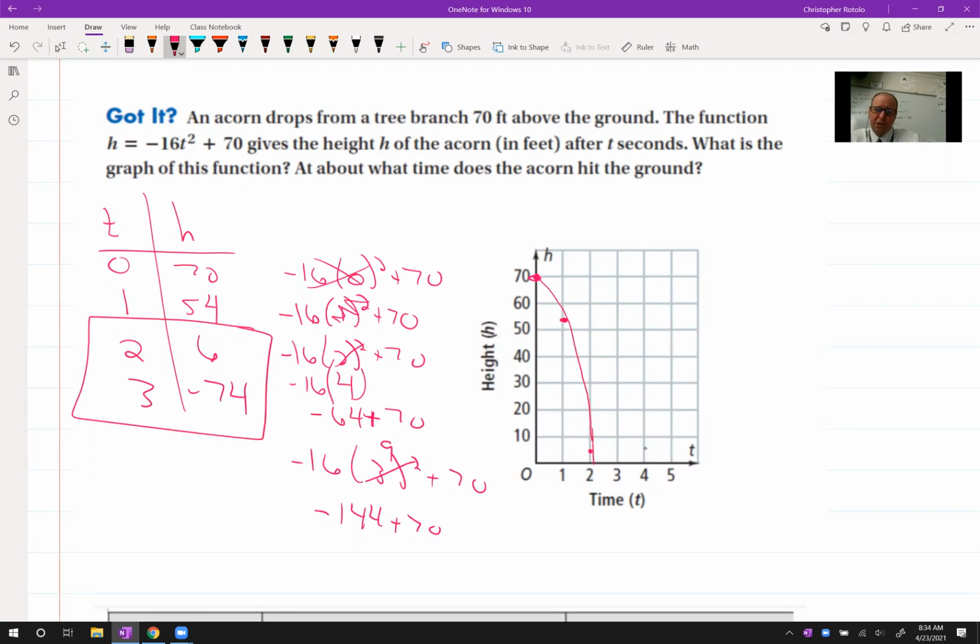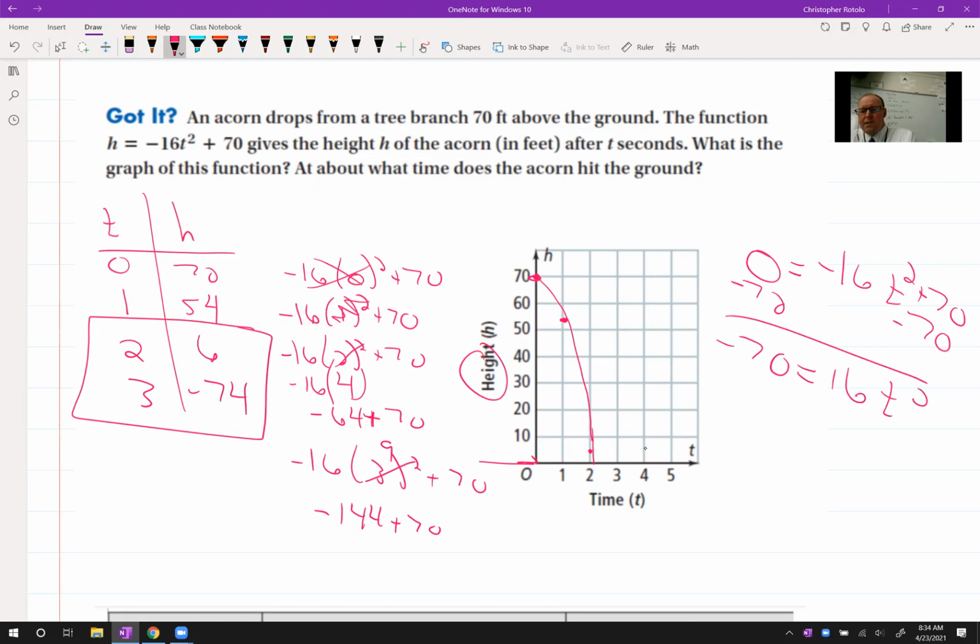And also just looking at the trajectory of our graph, what happens? Now, here's the thing is you guys actually know how to solve this, right? If something is on the ground, its height, right? Its height now is 0. So 0 equals negative 16 t squared plus 70. You'll subtract the 70. Negative 70 equals negative 16 t squared. Let's divide out that negative 16. So t squared equals, what do we got? 70 divided by 16. And that's going to be a mess, right?